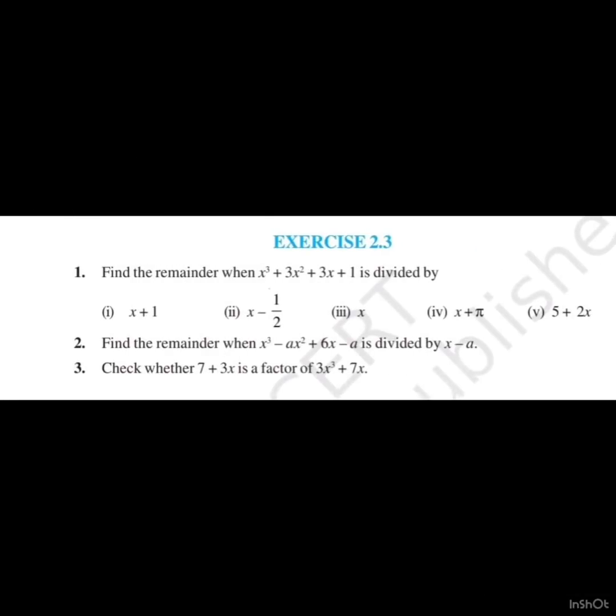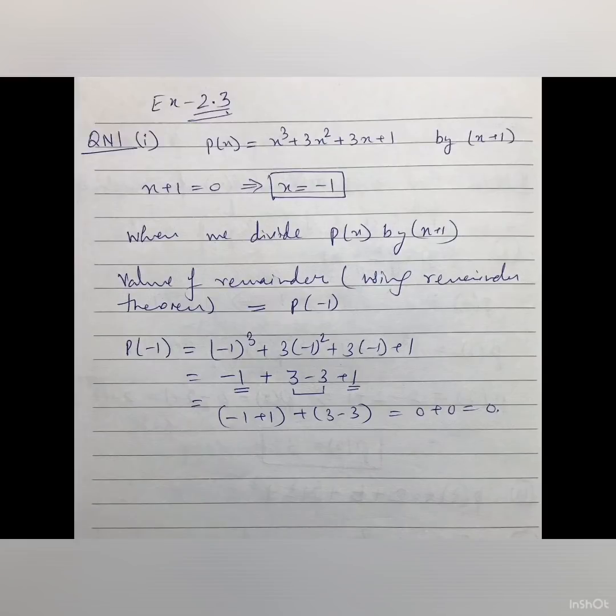Now look at exercise 2.3, question number 1. Find the remainder when x cube plus 3x square plus 3x plus 1 is divided by x plus 1. Here p(x) is x cube plus 3x square plus 3x plus 1 and the divisor is x plus 1.